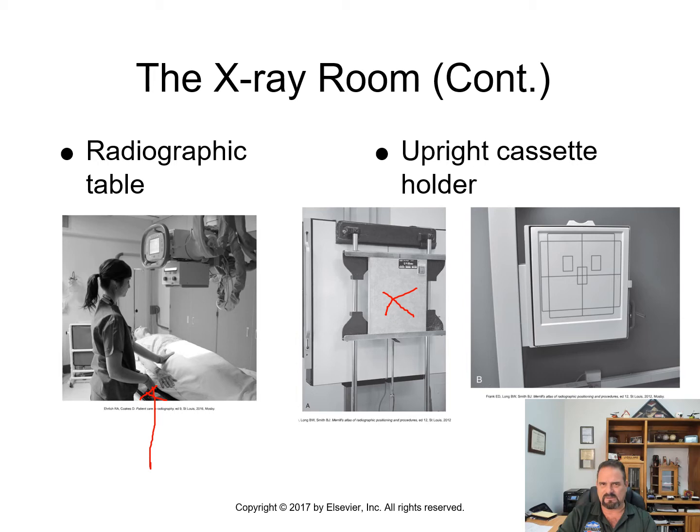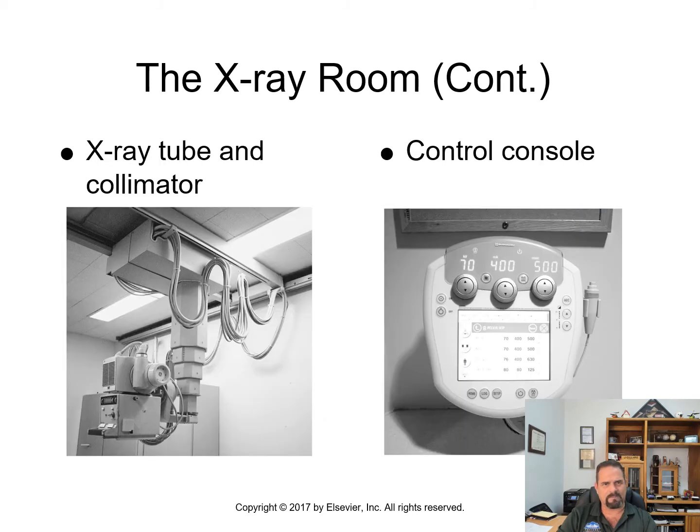Okay, the upright cassette table. So you can see that's here. Okay, cassette holder, that's what this guy is on the wall. And then the actual cassette, again, is right behind it in the holder or the bucky system for the cassette. All right. X-ray tube collimator, okay.